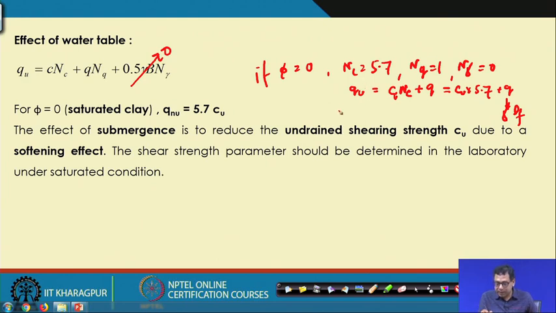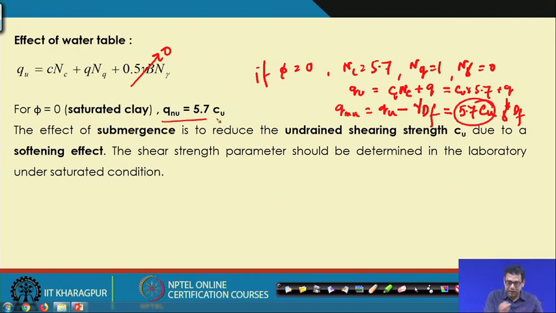So, the net ultimate bearing capacity will be q ultimate minus gamma Df, because that is the net, we have to remove the surcharge. So, finally, the net ultimate expression will be 5.7 Cu, because that is the expression we are using. Cu is written because here your phi value is 0, so it is the undrained coefficient. As we have taken the phi value as 0, because it is saturated clay, this will be 5.7.